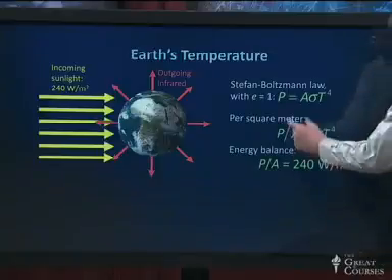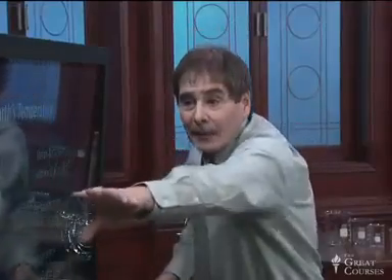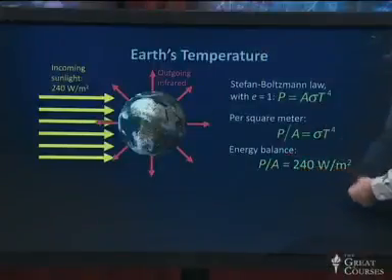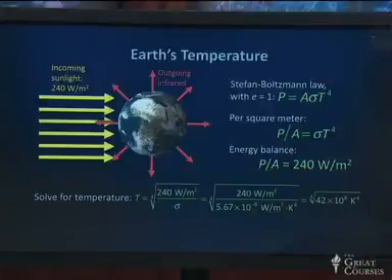In energy balance, that quantity, P over A, the power per unit area emitted in infrared radiation, had better balance the power per unit area coming in sunlight. So P over A, sigma T to the fourth, that is, has to be 240 watts per square meter if the planet is to be in energy balance. Let's solve for the temperature.